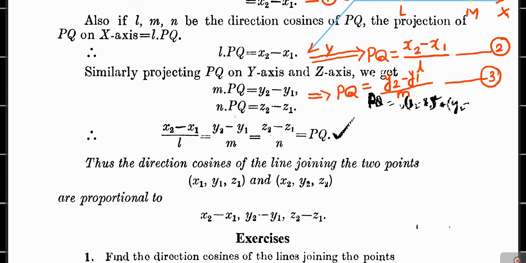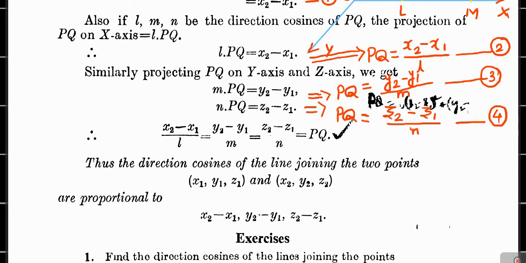And lastly, if we project segment PQ on the z-axis, then we will obtain N into PQ is equal to z2 minus z1, and again this implies that PQ is equal to (z2 minus z1) upon N. Let us denote this by relation number 4. So we have relations 2, 3, 4.